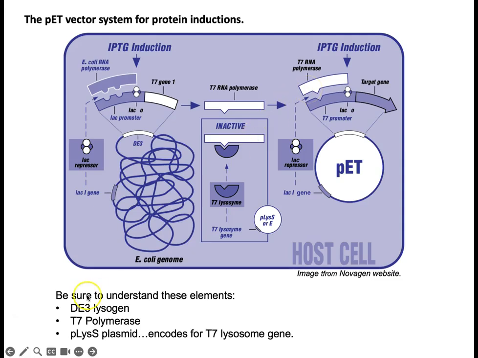Okay. All right, so here are some elements that I just talked about. Be sure to understand what the DE3 lysogen is, the T7 polymerase, and that pLysS plasmid that I mentioned, which encodes for the lysozyme gene, which is a way of keeping down our basal transcription.